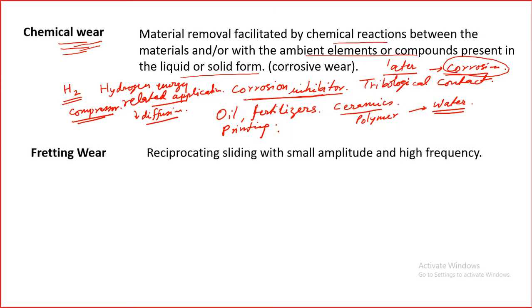Next one is fretting wear. Fretting wear takes place in a reciprocating sliding with a small amplitude and high frequency. In some applications, such kind of reciprocation can happen within a small amplitude, moving only a few tenths of a micron. This kind of movement can be created because of vibration. So even vibration can create this kind of fretting action.